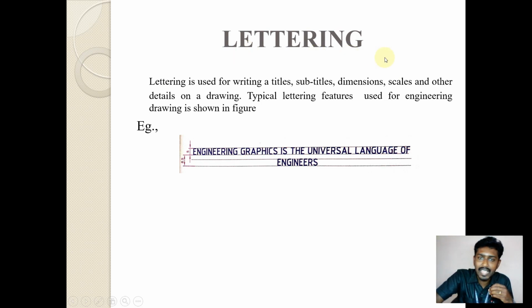And next feature is lettering. Lettering is used for writing titles, subtitles, dimensions, scales, and other details on a drawing. And in lettering, you must follow the rules. That means if you're writing any details, you have to draw guidelines. Okay, if you are going to write a note, you have to draw a guideline like this. For example, I have given here, okay, you have to draw guidelines with a gap of 5 mm, right? And here I have written engineering graphics is a universal language of engineers, right?